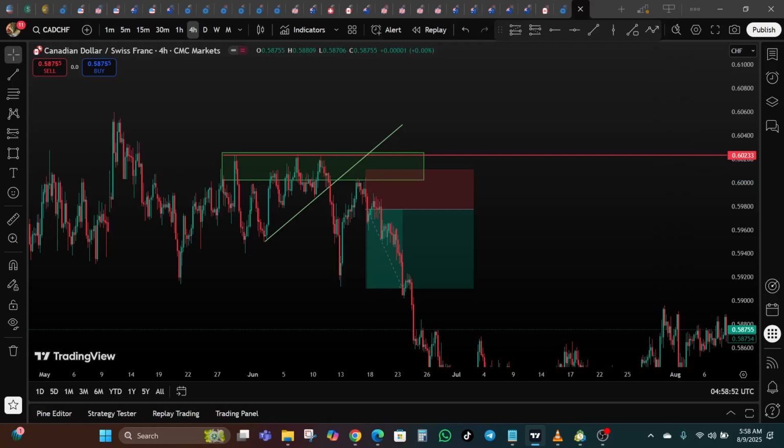Now, the third mistake is ignoring risk management. This is one of the fastest ways to fail in forex trading. Even the best strategists will have losing trades. You need to understand this fact. So managing your risk is essential. Always set a stop loss. Never risk more than 1 to 2% of your account on a single trade, and aim for a good risk to reward ratio.